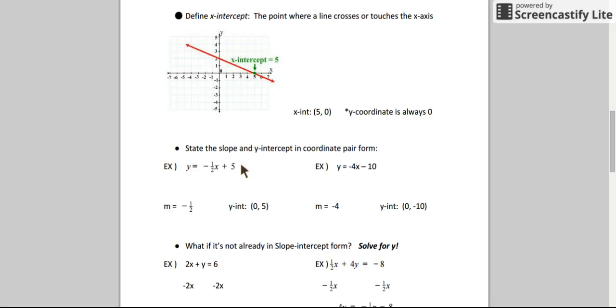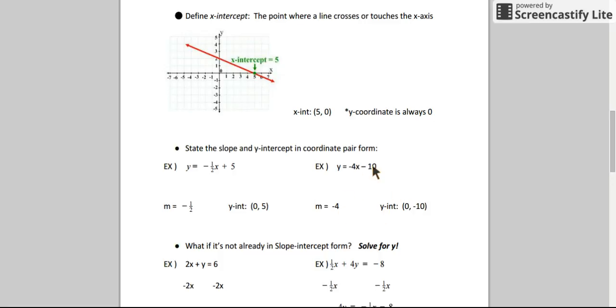And then the y-intercept is going to be whatever's in place of that b value, and we're going to put it in coordinate pair form where the x value is always 0, and the y value will be whatever this value is, 5. So again, one more example. The slope is going to be in front of x. It doesn't include x, that's the x coordinate, it's just the value in front, it's that coefficient. So the slope is negative 4, or negative 4 over 1.